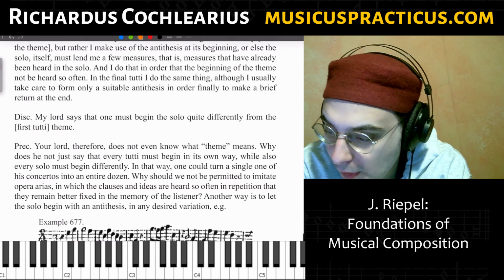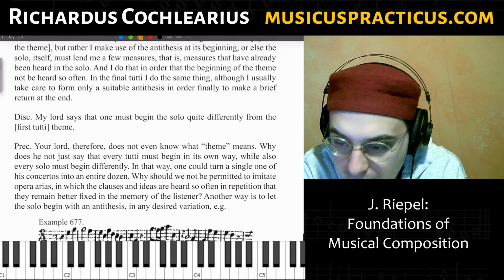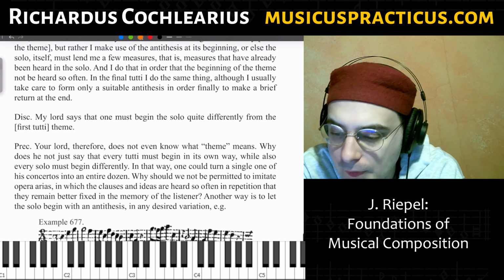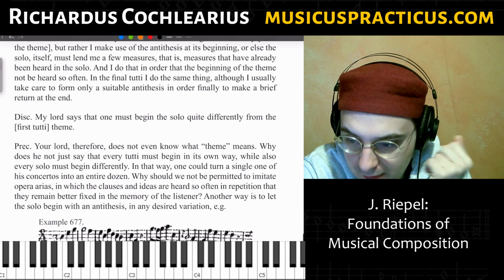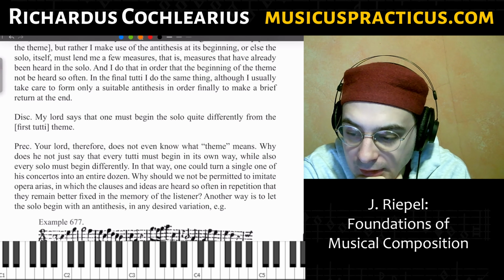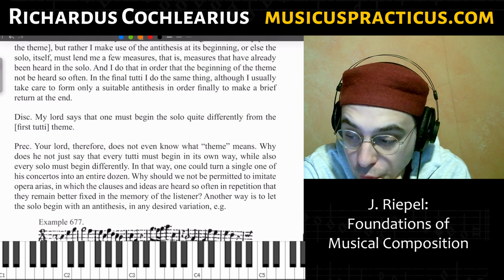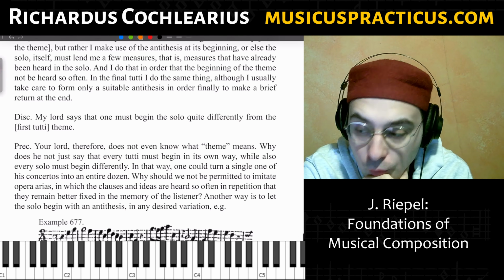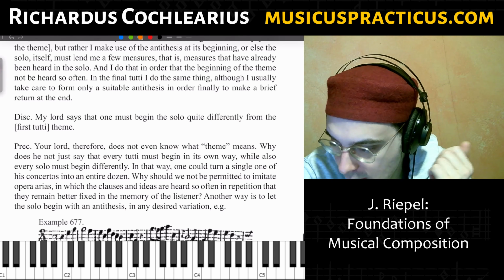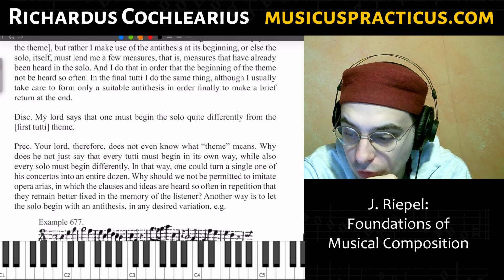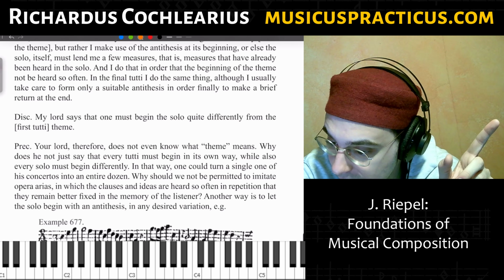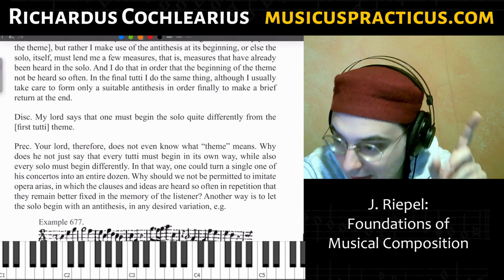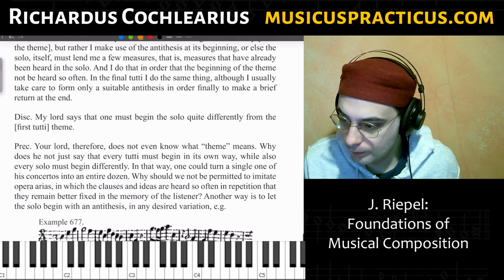My lord says that one must begin the solo quite differently from the first tutti. Then your lord therefore does not even know what theme means. Why does he not just say that every tutti must begin in its own way, while also every solo must begin differently?